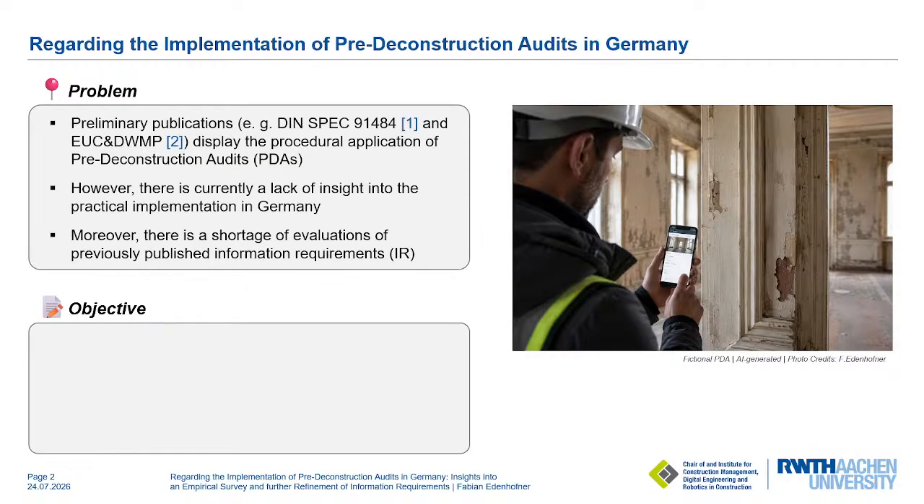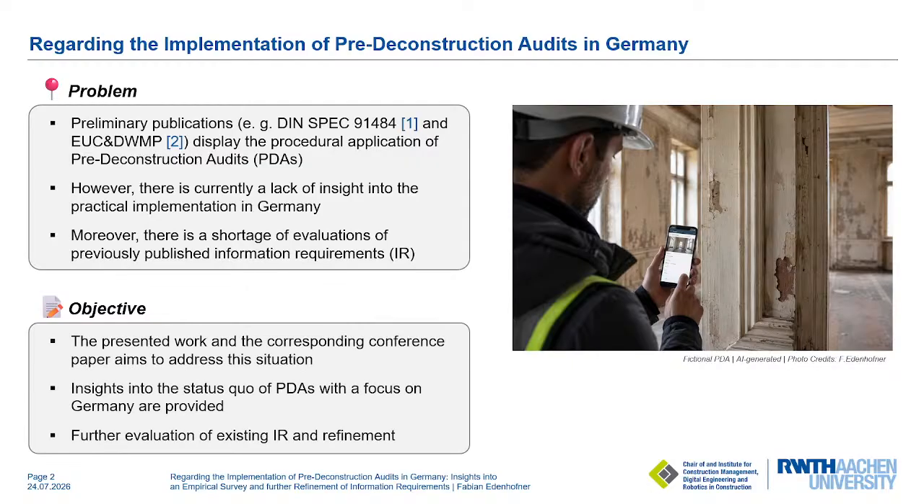And there are preliminary publications on this topic. For example, in Germany, the DIN SPEC 91484, or on EU level, the European Construction and Demolition Waste Management Protocol, or the Level(s) 2.2 indicator. Those publications display possible procedural applications of such audits and also possible information requirements. However, at least for Germany, and I think also EU-wide, there's currently still a lack of insight into the actual practical implementation of such audits, and also a shortage of evaluations of those previously published information requirements. So that's basically the starting point for our research.